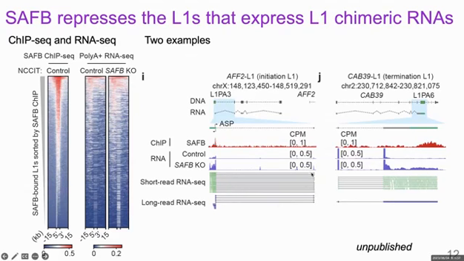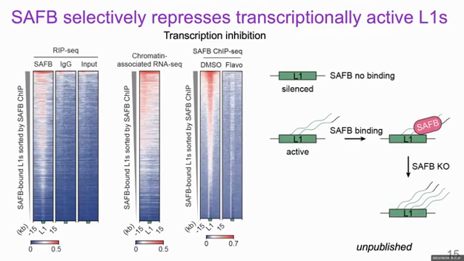And through the UV RIP-seq, we found that SAFB binds the Line 1 RNAs that are associated with chromatin. And if we use flavopiridol to inhibit transcription, we find that SAFB does not bind the Line 1 DNA anymore. That means that SAFB binding at Line 1 depends on the Line 1 transcription or Line 1 RNAs. So based on the above data, we get this model.